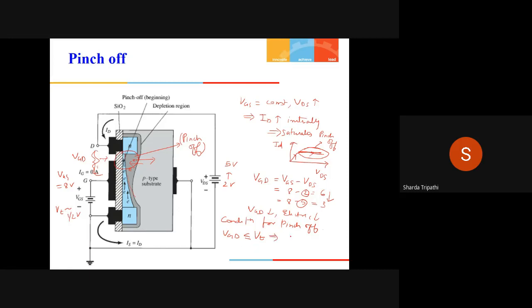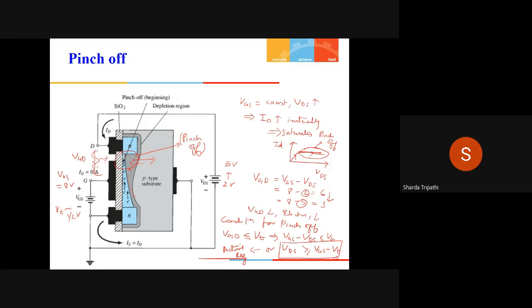From this condition we can further derive the form which we are more familiar with. This will be VGS minus VDS is less than or equal to VT, or you can say that VDS must be greater than or equal to VGS minus VT. Under this situation, your transistor will be in pinch off. That means the current will be saturated, or you will say that the transistor is working in the active region.